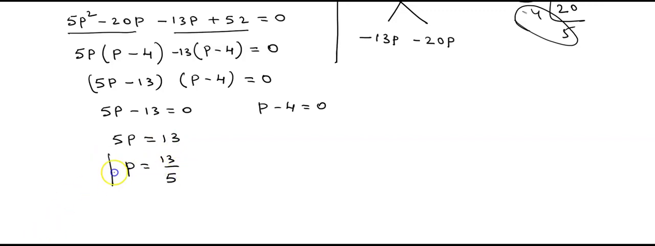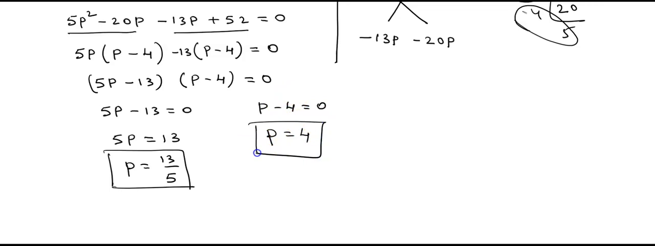So one root of the given equation is p is equal to 13 by 5. And here p is equal to minus 4, come this side. It becomes p is equal to plus 4. I hope the concept is clear for you all. Am I right? Good children.